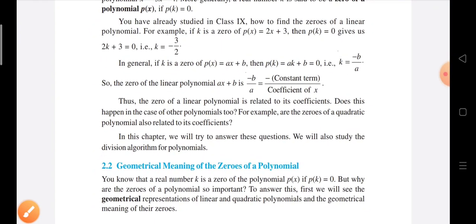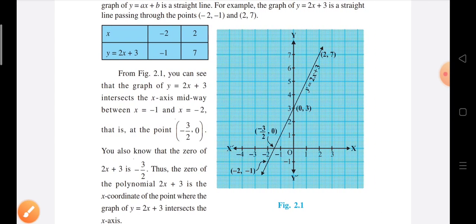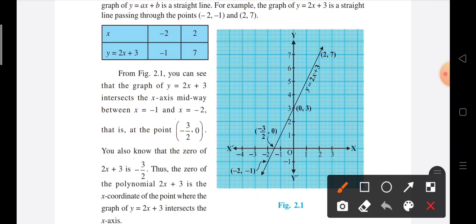This is what we have done, the calculation of zeros from the equation. Now we will do the geometrical representation of the zero, or the geometrical meaning of zeros of a polynomial. So let us discuss the zeros of a polynomial. Suppose we have a polynomial y is equal to 2x plus 3. If you take any two values of x, suppose minus 2 and plus 2, then you solve them. Let me solve one.